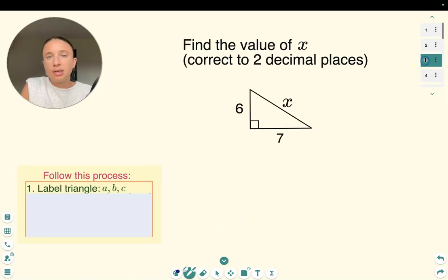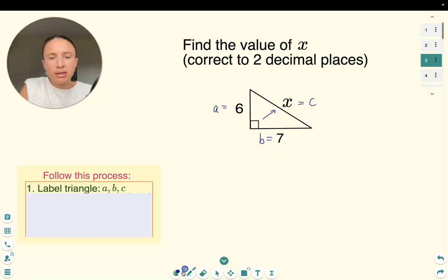Okay. So first one, find the value of x correct to 2 decimal places. So we've got a little process here. First step is to label the triangle. So we know that the hypotenuse is opposite the right angle, so we're going to label it C. And then our other sides are just going to be A and B.